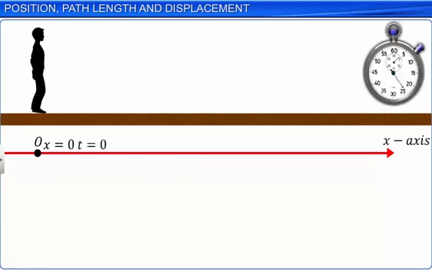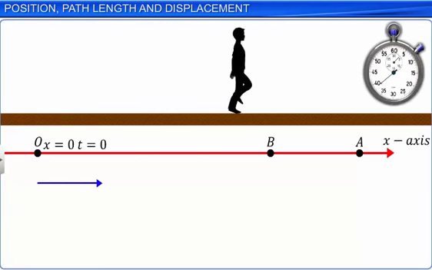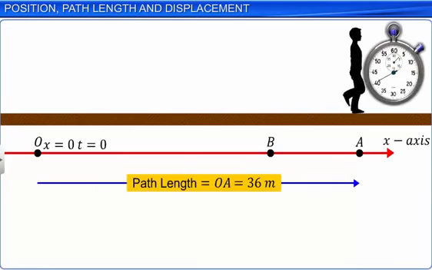A and B represent the position of the man at different instances of time. In the first instance, the man moves from O to A. The distance moved by him is OA, which is 36 meters. This distance is the path length traversed by the man.